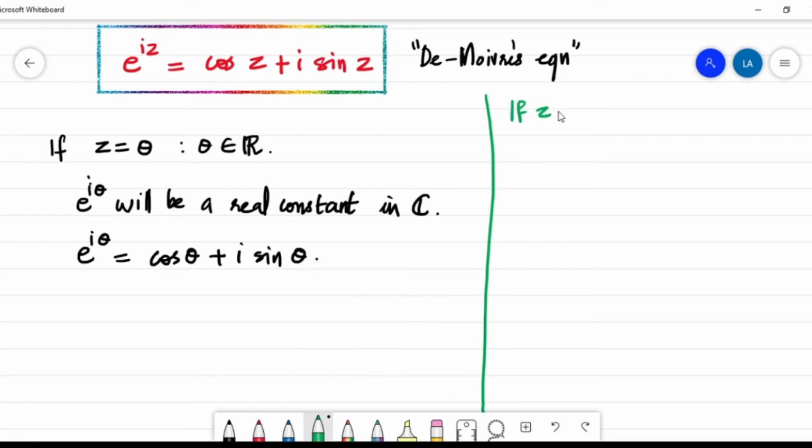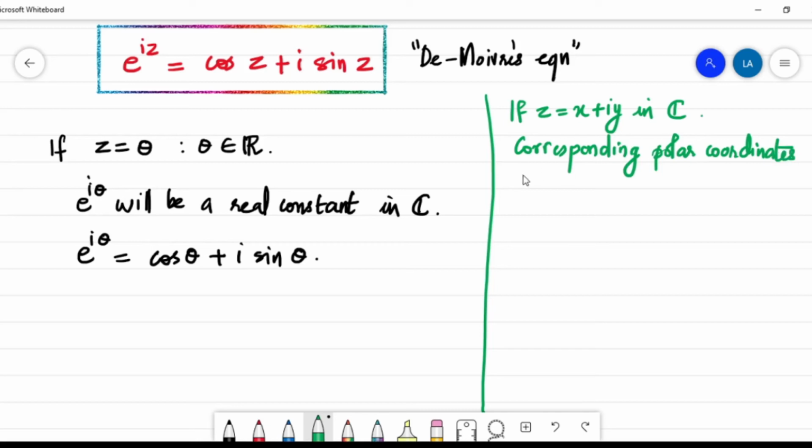If z is equal to x plus iy in C, the corresponding polar coordinates (r, theta), the ordered pair r comma theta, is such that it is the same way to represent the point in the complex plane, such that x is equal to r cos theta and y is equal to r sin theta.